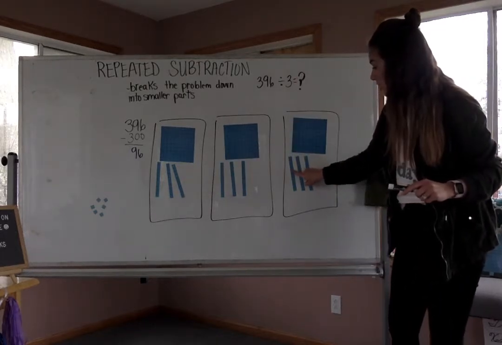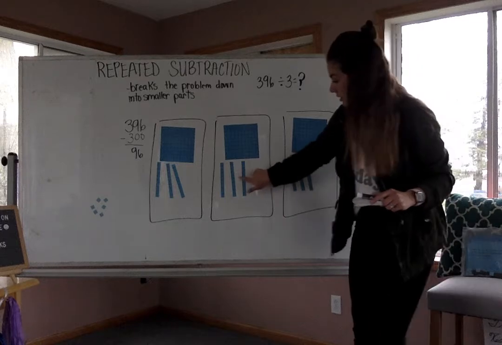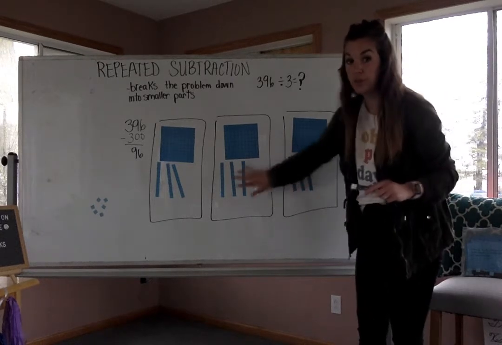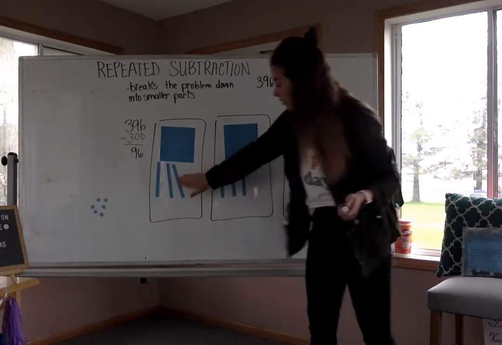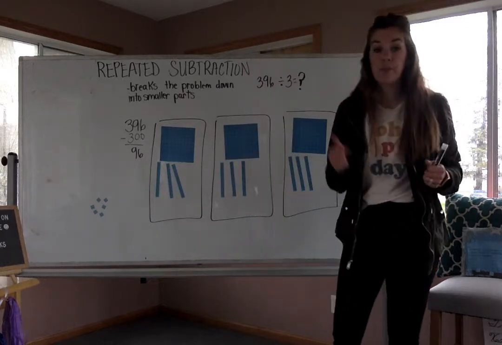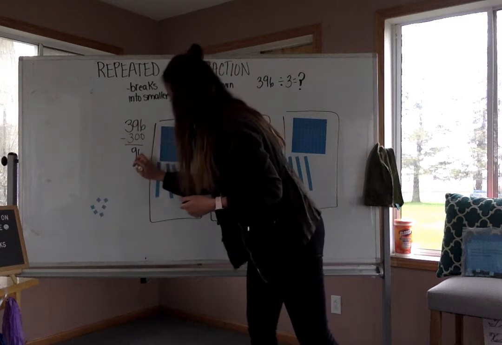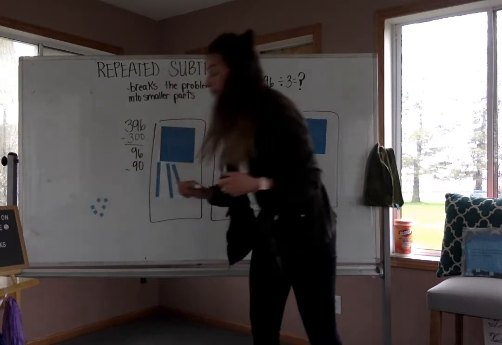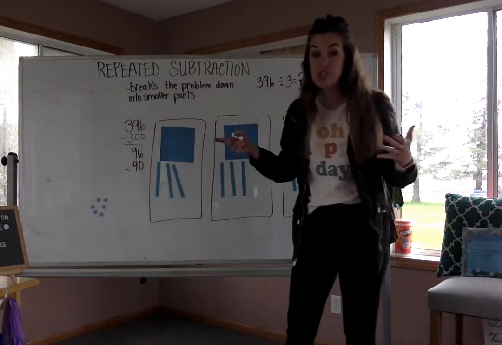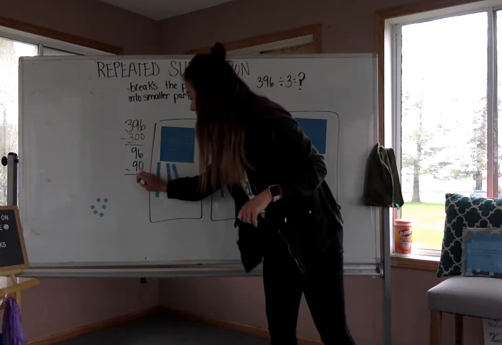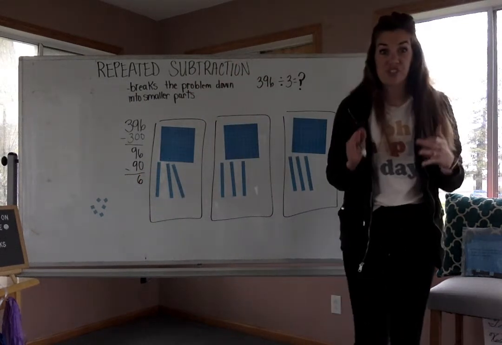10, 20, 30. Okay, so this is 30. This is also 30. So 30 plus 30 is 60. And I notice I have 30 more here. So 30 plus 30 plus 30, that's 90. Okay, so I need to take that away from my total. This is where that repeated subtraction is coming in. And that leaves me with just 6 coins.